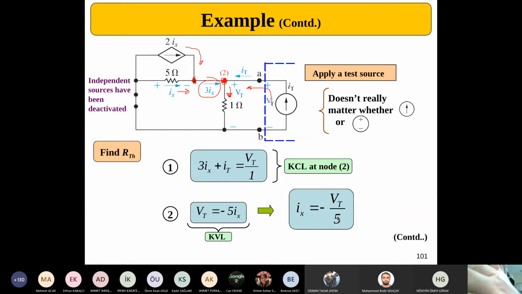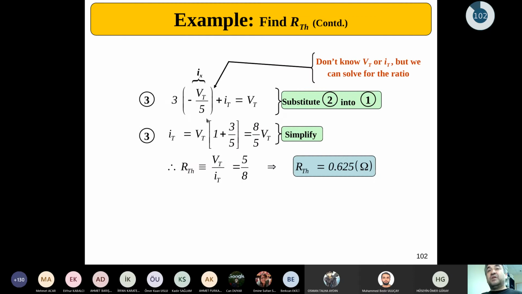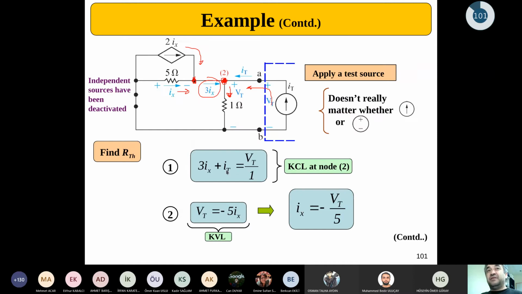Now I'll use this value in the rest of my analysis, to calculate the value of VT in terms of I of t. Since at the end, to calculate the resistance, I'll be dividing V of t by I of t, the I of t value I used over there will be cancelled out. And I'll end up with 5 divided by 8 as the V Thevenin.